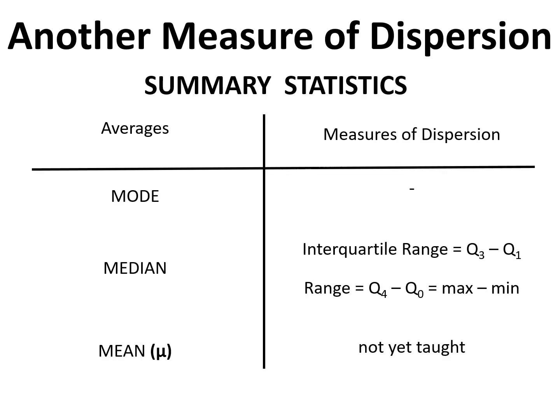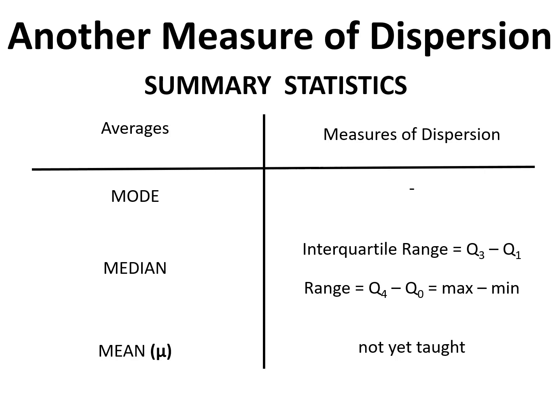Here are our summary statistics that we should remember from GCSE. Our measures of average are the mode, the median and the mean. You learn all those in lower school, although you probably haven't learned that the mean is often represented by that Greek letter mu. It's a Greek letter M.